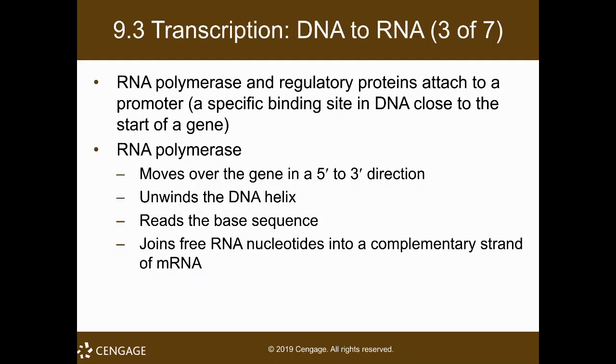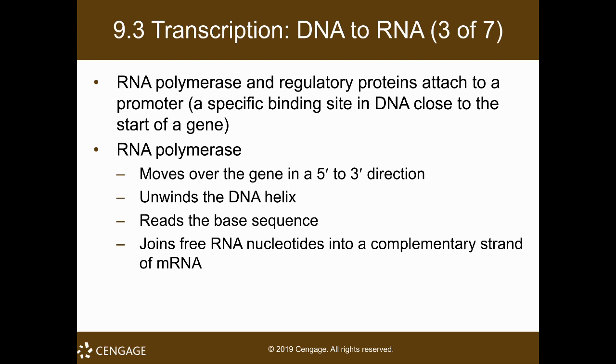So the RNA polymerase and regulatory proteins attach. The first step of transcription, you have RNA polymerase and regulatory proteins attaching to a promoter, which is a specific binding site in the DNA close to the start of a gene. So again, a promoter is another region. If you have the genes as regions in the DNA that encode the information we need to create a protein, we have another region, upstream. When we say upstream, it's based on the direction of the read. Now, it's on the upstream side.